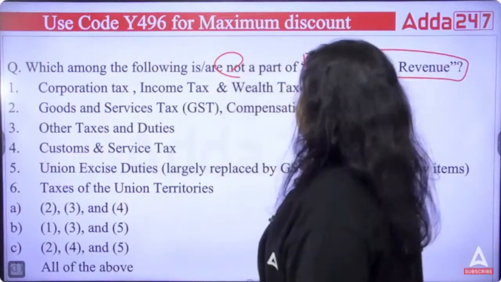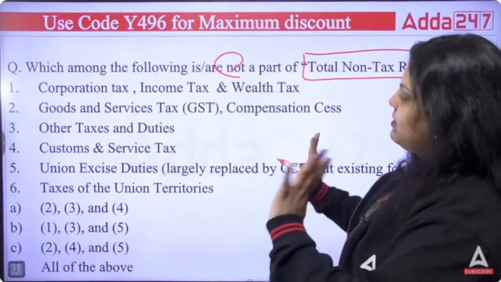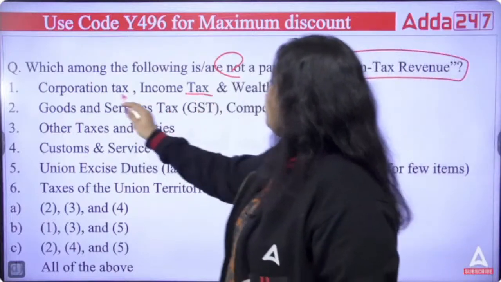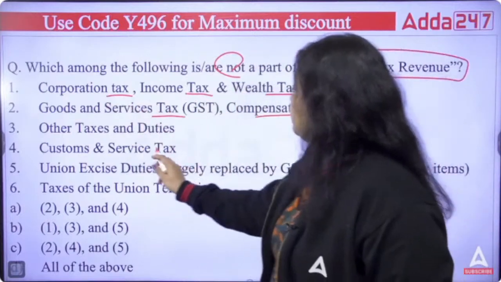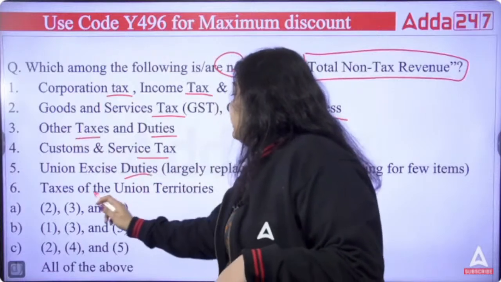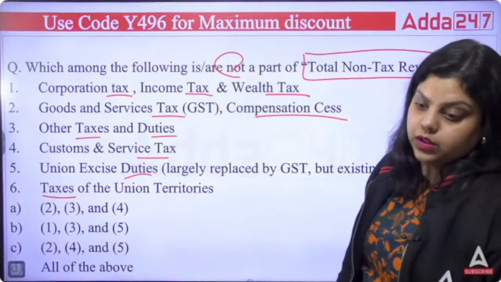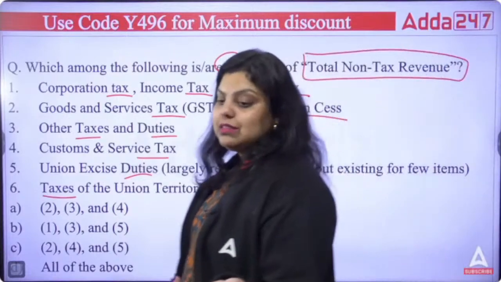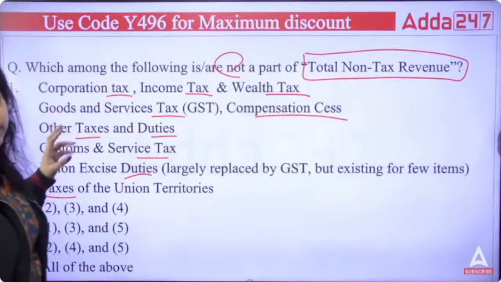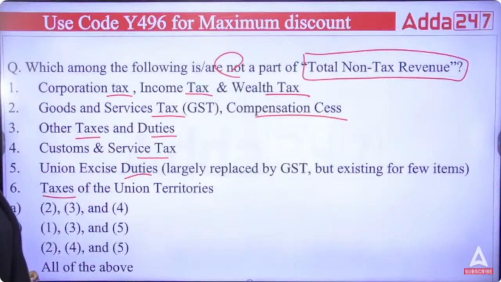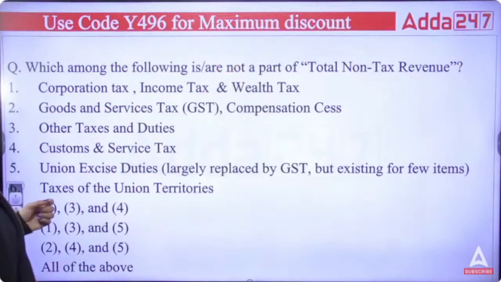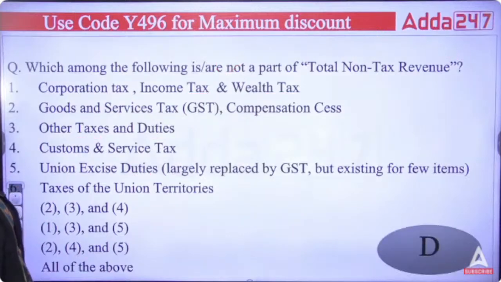That's non-tax revenue. And you can see all the options are talking about what? They all are talking about taxes. It means none of them is a part of non-tax revenue. So the name says non-tax revenue means the income that the government earns apart from taxation. So the right answer will be D, all of the above. They are not part of your non-tax revenue.